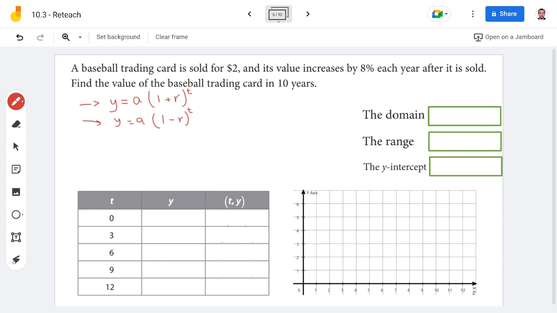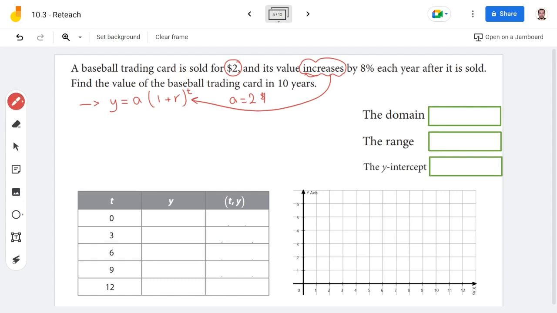A baseball trading card is sold for $2. So we can know that a is equal to $2, the initial amount. Clear? And its value, what is it saying here? It's increasing. Increasing means I'm going to use the growth function. So I now have to erase the decay function and let's work on the growth function.